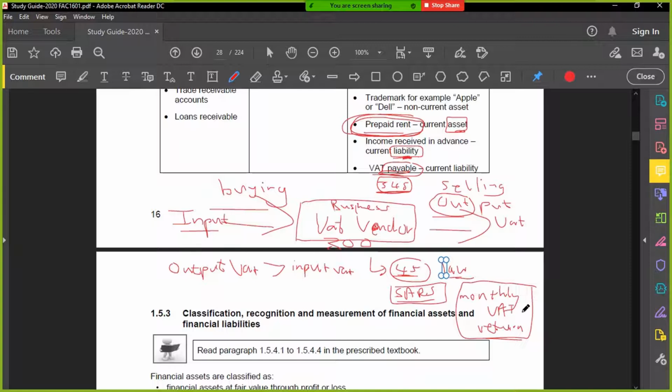But yeah, the point is VAT payable is an obligation. VAT payable means I've got more output VAT than input VAT. That means I have to pay it over to SARS.